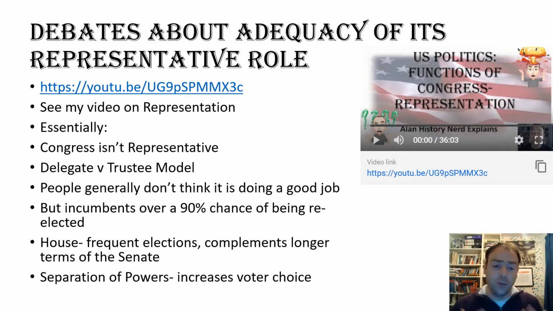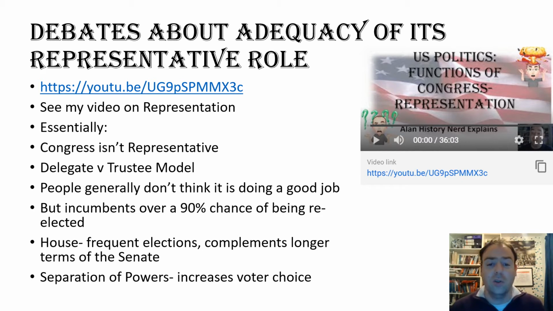The House has very frequent elections every 2 years, which complements the longer 6-year terms of senators. So it can be argued that is a really good balance in terms of the representative role, having the two houses that do a slightly different job, and they are elected over longer and shorter terms.